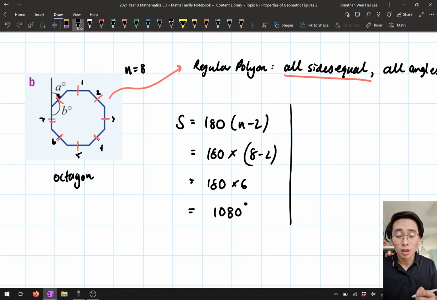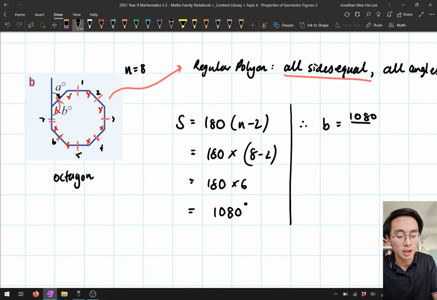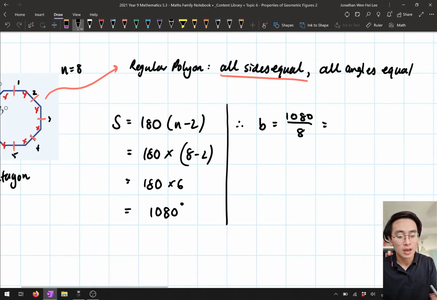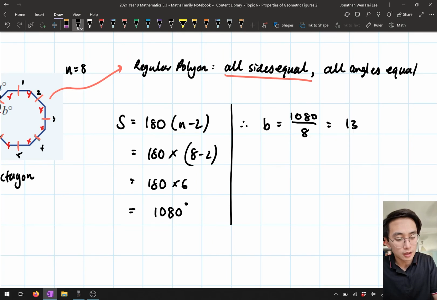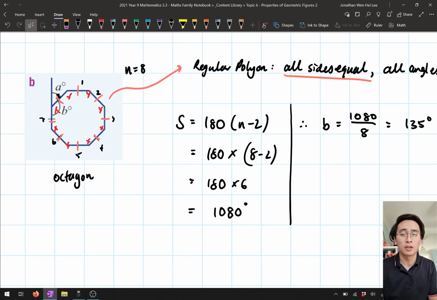Now, because it's a regular octagon, each one of my angles is going to be equal. And so I can split up my 1080 into however many angles there are. So there's one angle over here, 2, 3, 4, 5, 6, 7, 8. There are 8 angles inside my octagon. And so if I want to find B, all I need to do is take my 1080 and divide it by 8. This is going to give me 135 degrees. So let's just check that. Divide that by 8, it gives 135 degrees. So B is just going to be 135 degrees because this is a regular polygon.